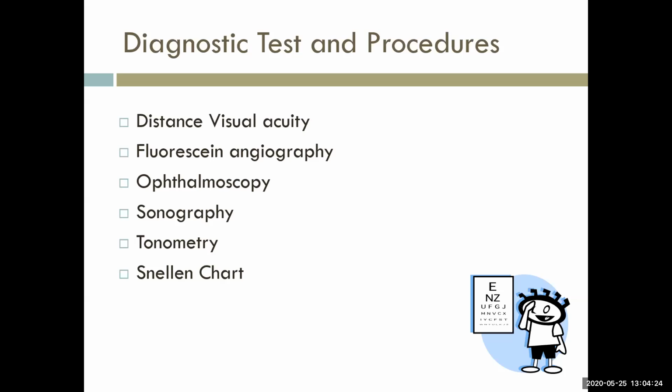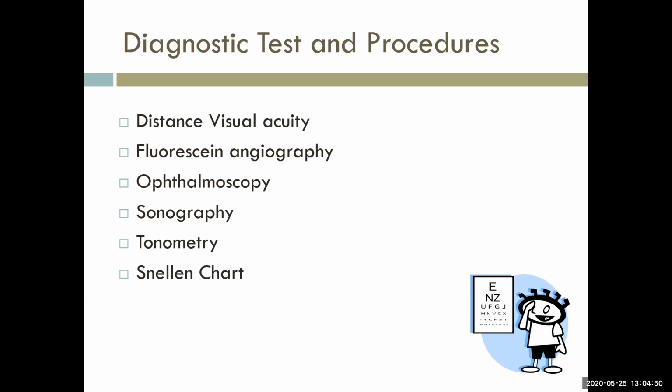Ophthalmoscopy, this would be the use of an ophthalmoscope to look at the interior of the eye. Sonography is using ultrasonic or high-frequency sound waves to detect pathology within the eye, so maybe a foreign object or a detached retina. Tonometry is measuring the intraocular pressure, which is elevated when we look for glaucoma.